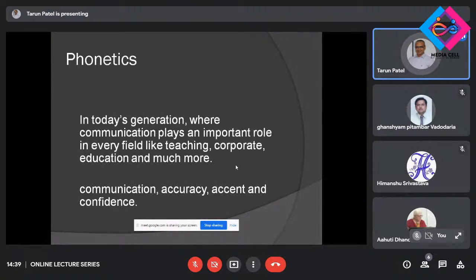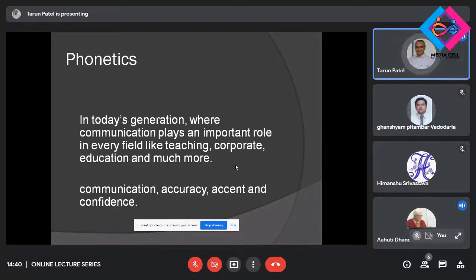And why do we need phonetics? That's another thing that we need to be focused on. In today's generation, where communication plays an important role in every field, whether it is teaching, corporate, or education, we are most concerned with soft skills. Being very good at communication skills, being accurate, whether it is your mathematics or the language, your accent. Most of the people who join the corporate world, or multinationals, are provided accent neutralization training. Now, why is it?